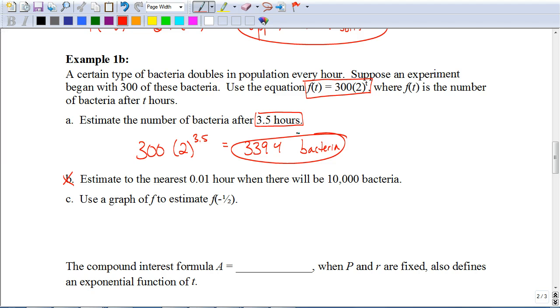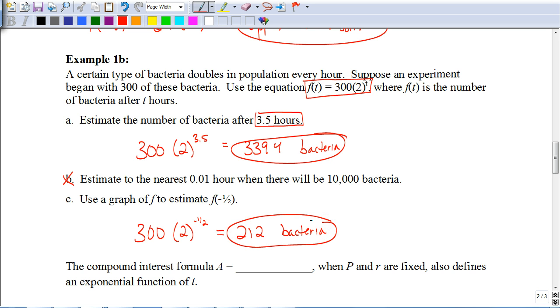And to go back in time, we're going to figure out, well, after half an hour? T represents the number of hours. So going backwards a half an hour, how many bacteria were there? If we started out with 300, it's not going to mean that we take half of that. It's not 150. We have to actually put negative 1/2 into the equation. So it's going to be 300 times 2 to the negative 1/2 power. And then when we do that, we end up getting about 212 bacteria. So about a half hour before we started this experiment, there were 212 bacteria.